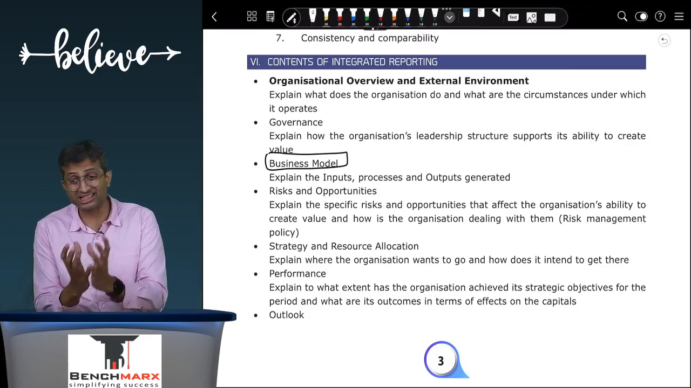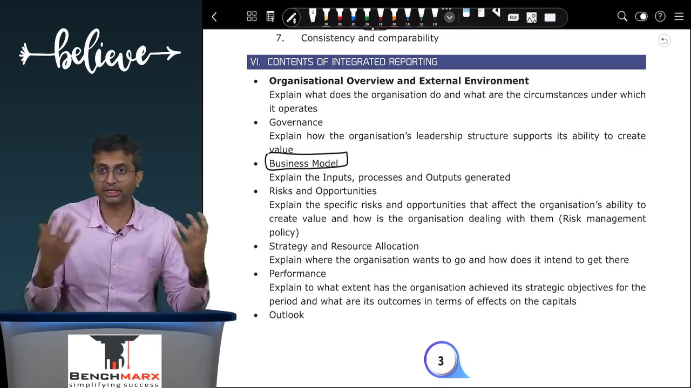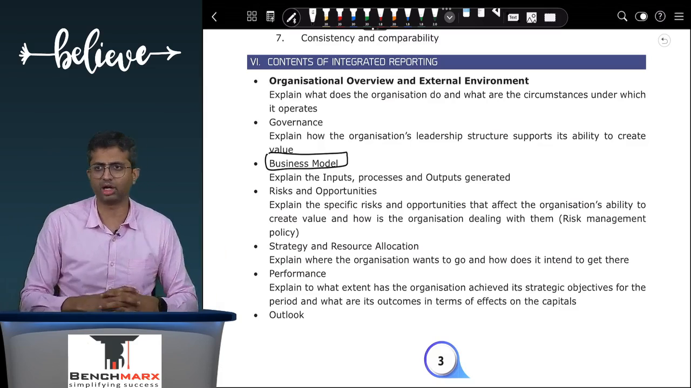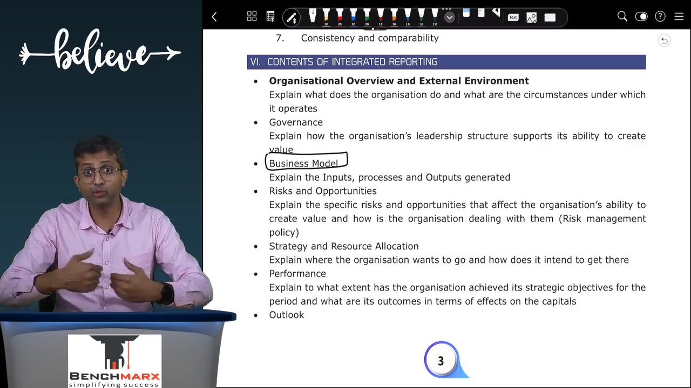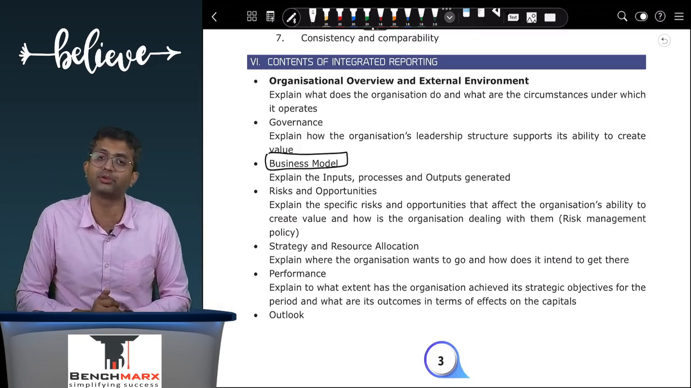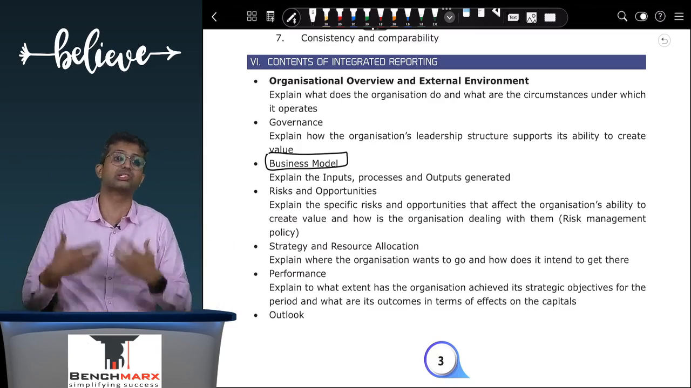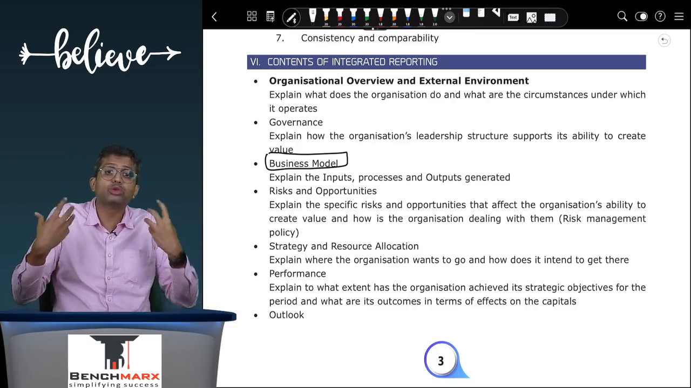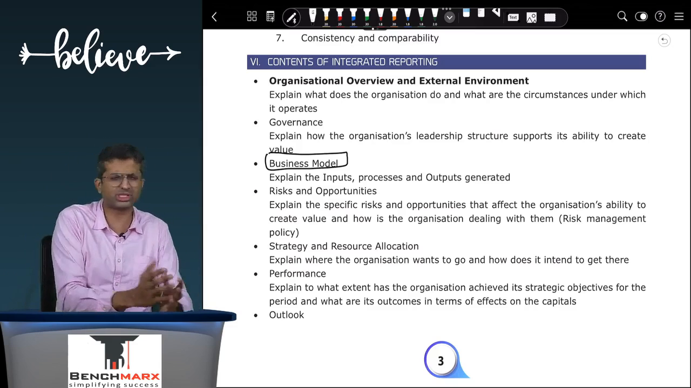Risks and opportunities, the threats that you are facing. Let us say Kodak, for example, would have displayed threats due to the introduction of digital photography. So these are the threats that the investors would be aware of. Strategy and resource allocation. What are you doing? Where are you allocating resources?